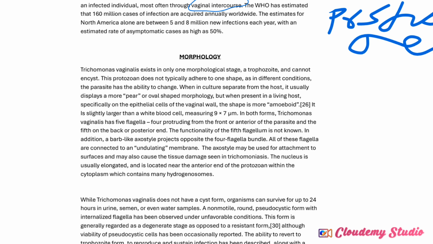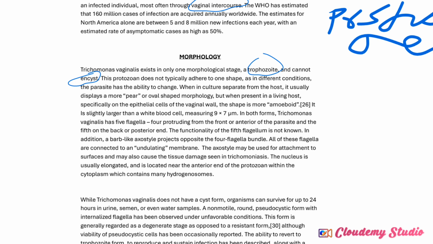Moving on to the morphology of these animals. They are similar to Trichomonas tenax, which is one of the things you have to note, but they are slightly different in size. They only exist in one morphological state, which is the trophozoite stage, and they cannot encyst, which means they don't exist in cystic form.